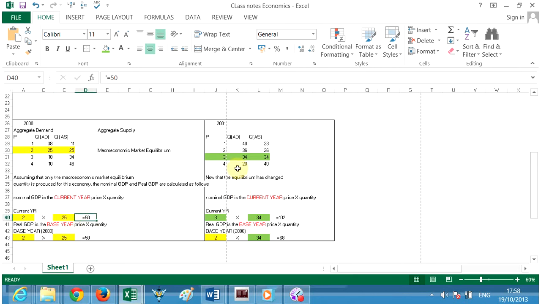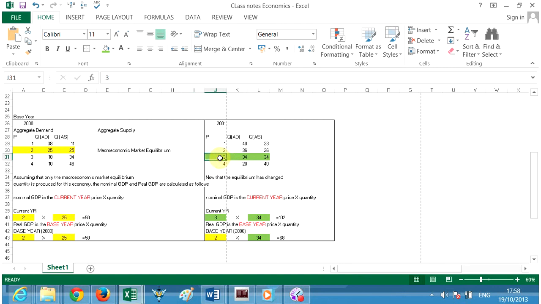Now, in 2001, we have something different. This is year 2000, our base year. Let me write that in there. Base year. Okay, this is the next year, the following year. In the following year, notice that the market equilibrium has changed. It is no longer at the price of 2. This is the price of 3.